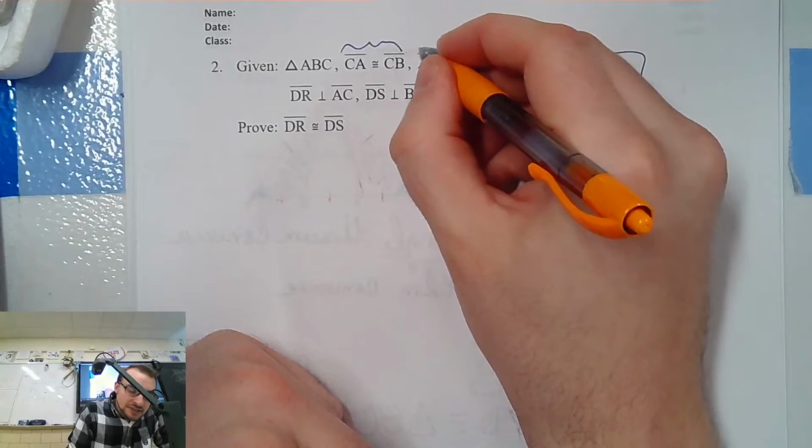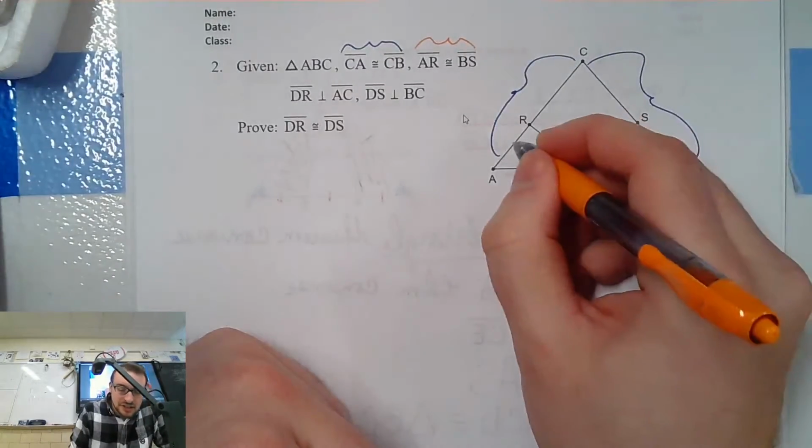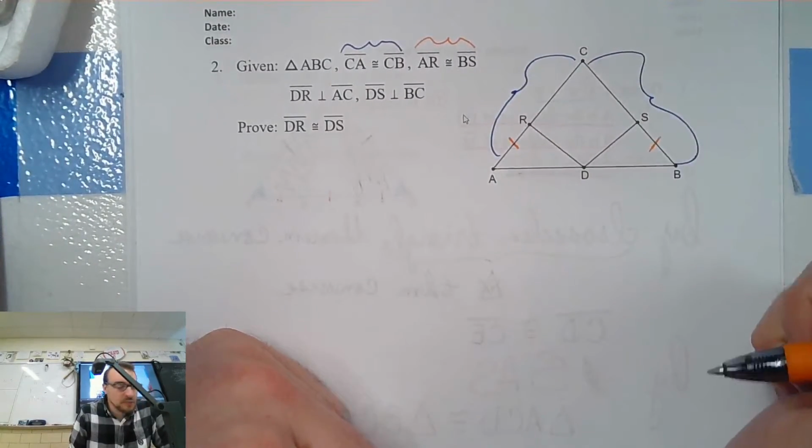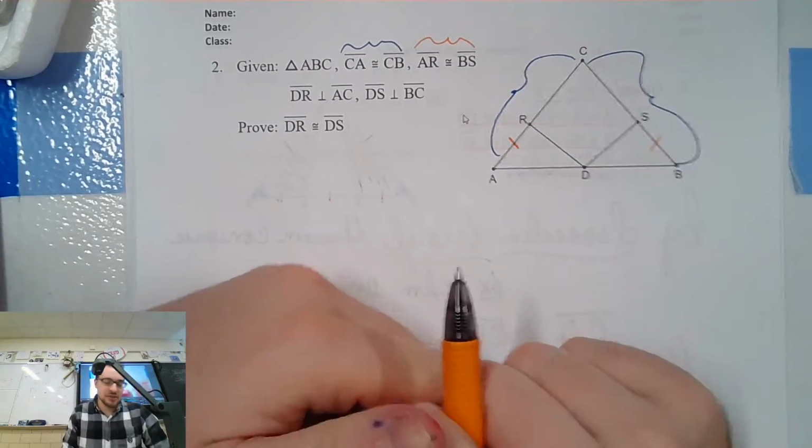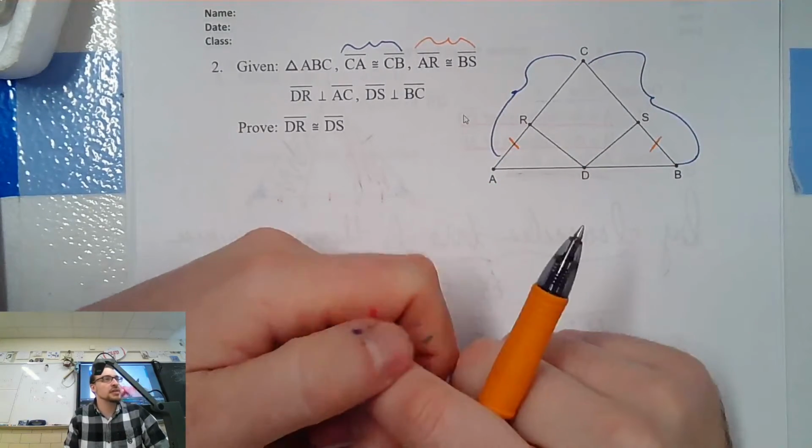AR and BS. AR is this, BS is that. So mark that on your diagram. One of the silliest mistakes you can make is to not mark everything at the beginning.